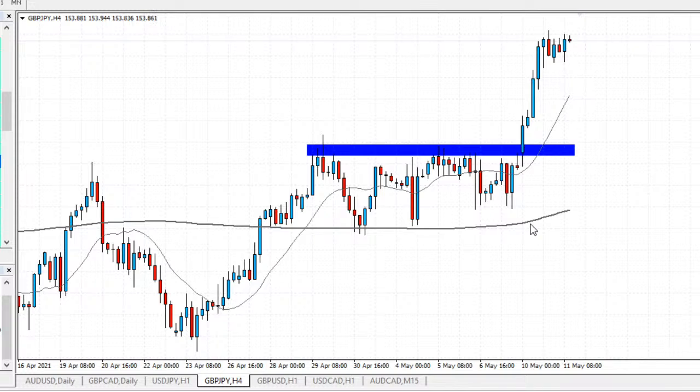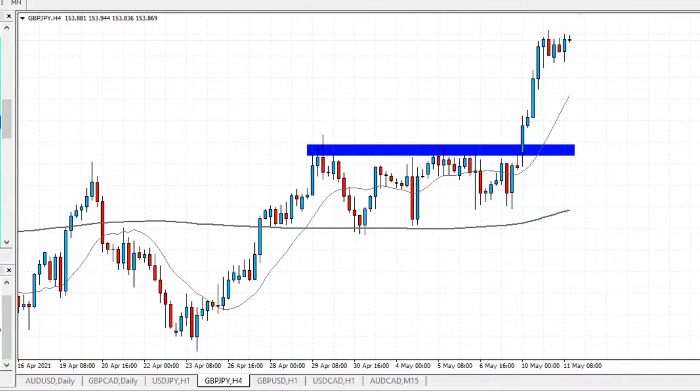So I think the next target for GBJPY is 155. I'm not sure if it can go past that, because it is actually a very key monthly resistance, so we're coming into very key areas here for GBJPY. But I do think we can hit 155, and after that we might see some bigger retracement for GBJPY.